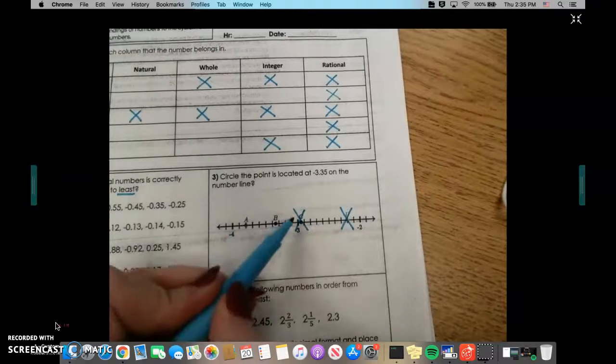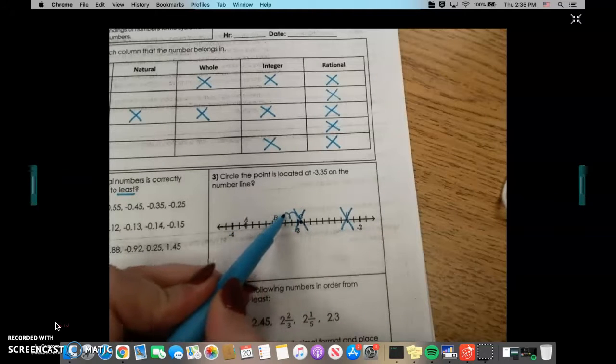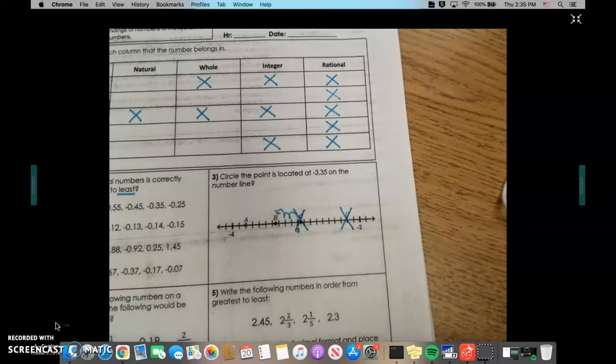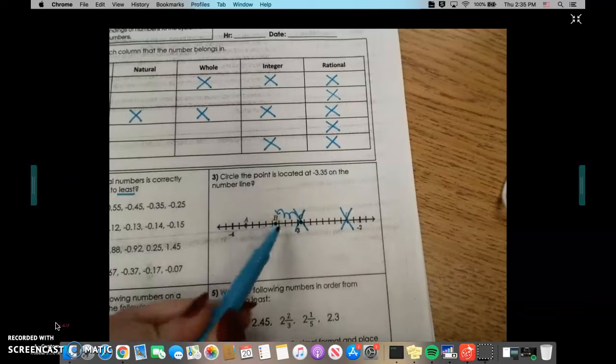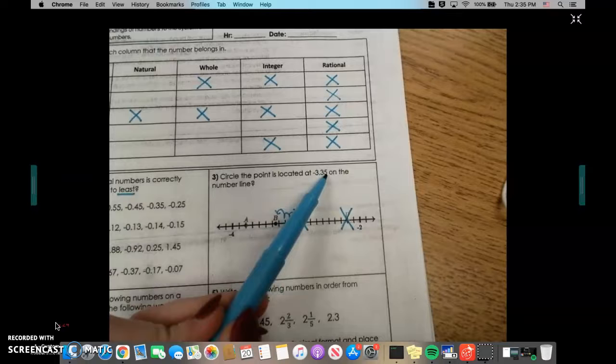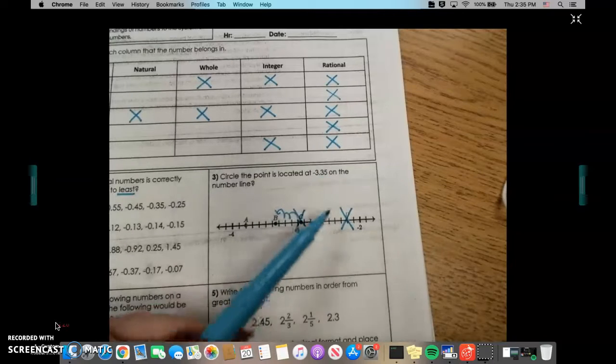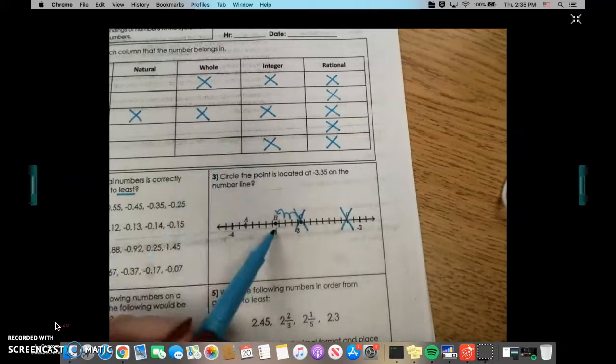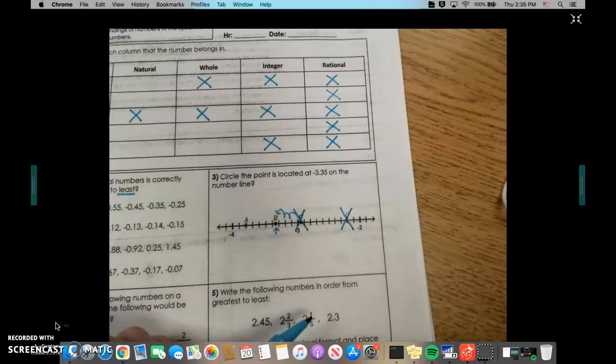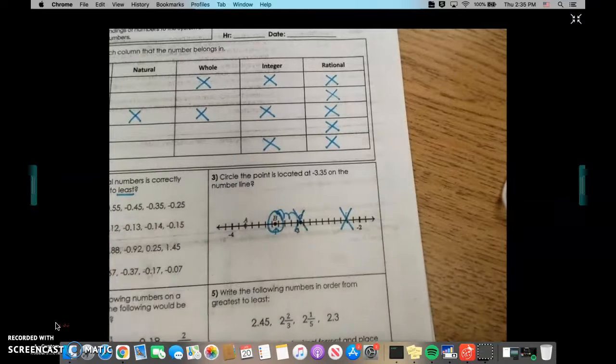Looking at the number line, if I make 3 jumps from the whole number -3, I land at this tick mark right here, and I can see that I just need to go a 100th more, 5/100ths more, and that would mark it right there in between. So our choice would be letter B.